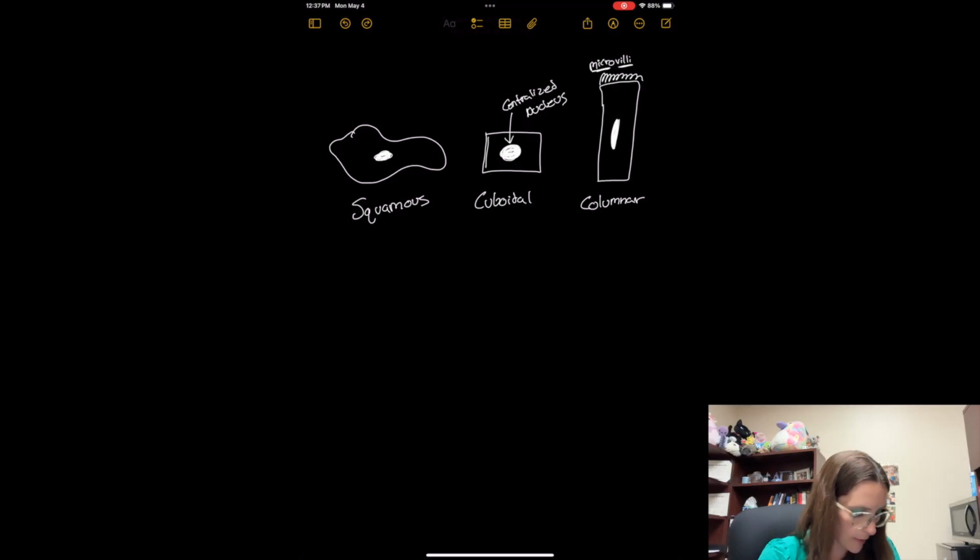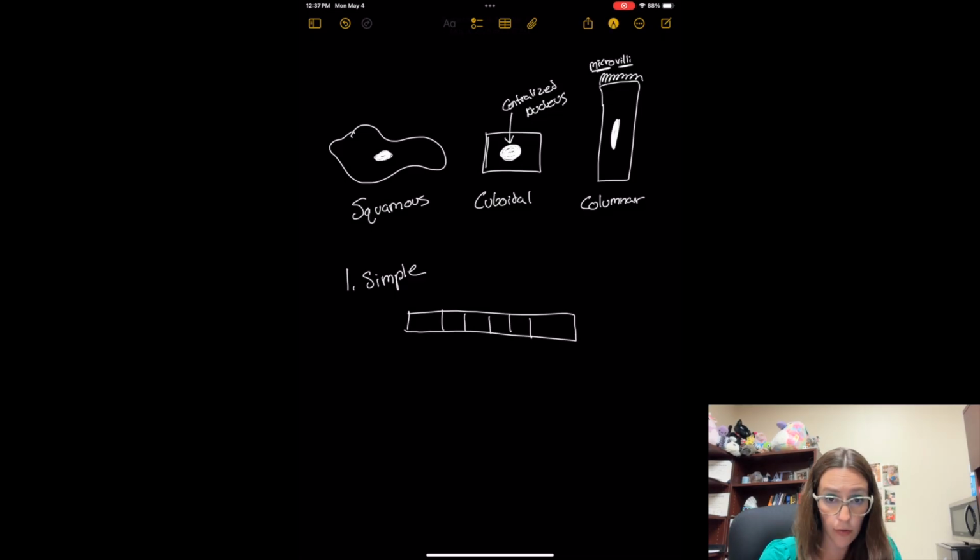So the first way is simple. Okay. So the simple is one layer. So we'll draw one layer of cuboidal. So we've got a lot of cubes. Remember, there's just cells in epithelial tissue. So I've got all my cuboidal lined up. Remember, at the bottom, we always have a basement membrane.